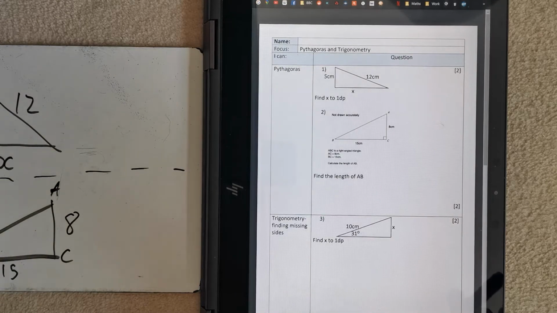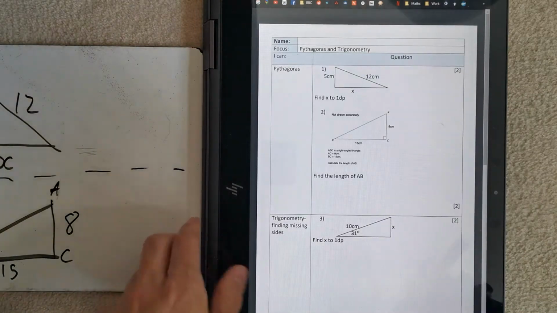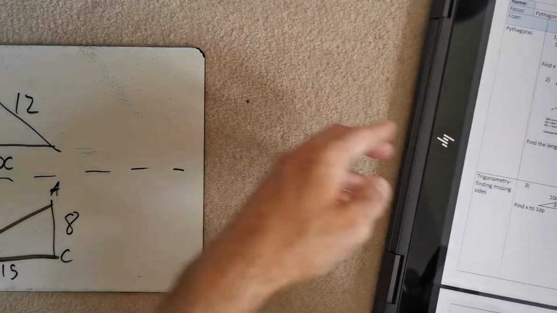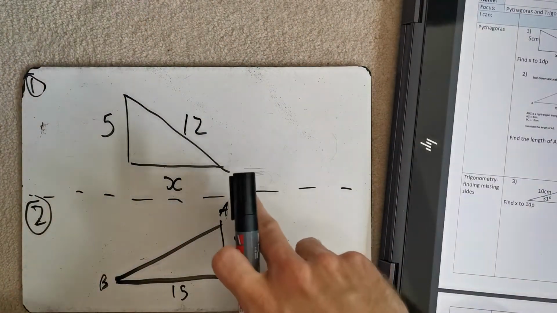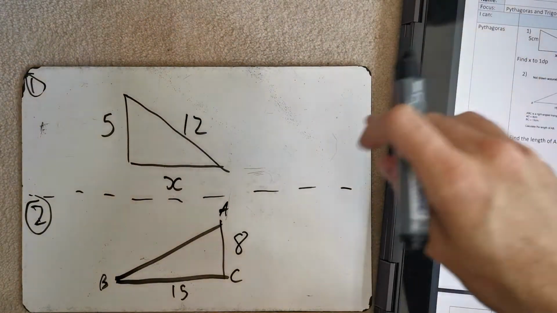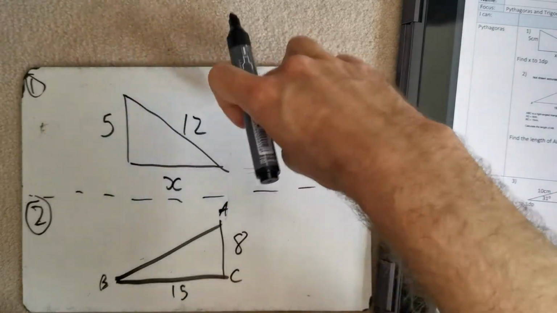Okay, so lots of people struggled on this, so let's do a quick run through of it. First couple of questions are just simple Pythagoras ones. So here we are. On the first one, we've got to find out what x is. So Pythagoras, remember that squared plus that squared equals that squared.